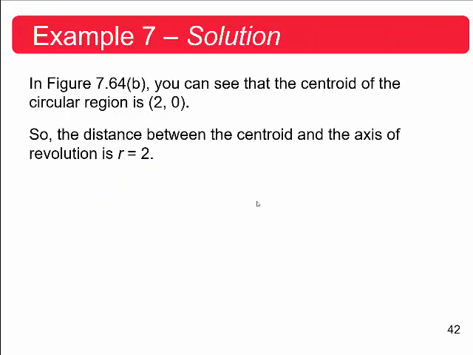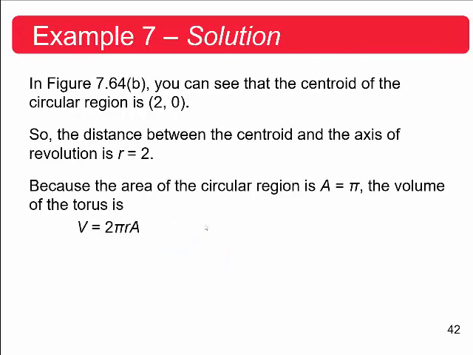So the distance between the centroid and the axis of revolution, that radius, is equal to 2. Because the area of the circular region is pi r squared, the area is equal to pi. Then the volume of this torus is equal to 2 pi r A. So it's 2 pi times 2 times pi, which is just 4 pi squared, which is roughly 39.5.